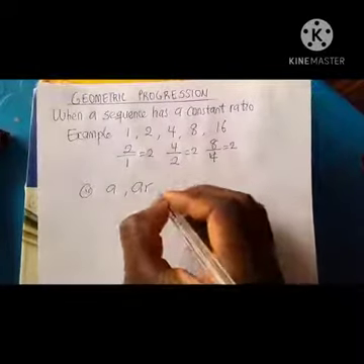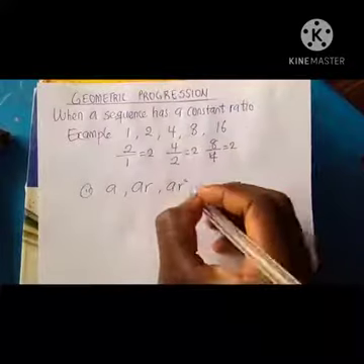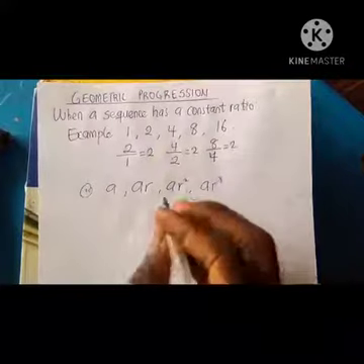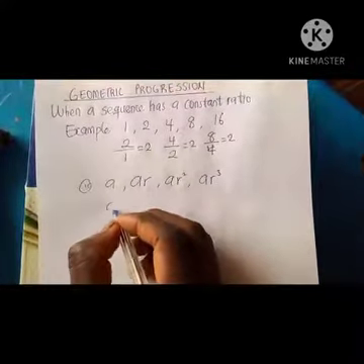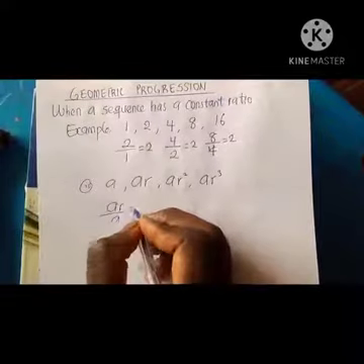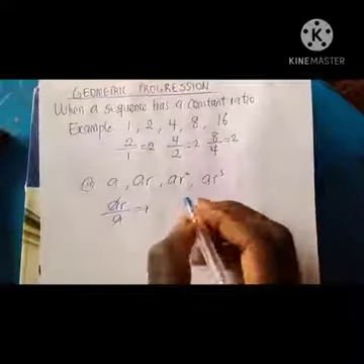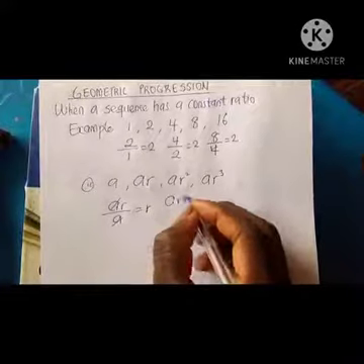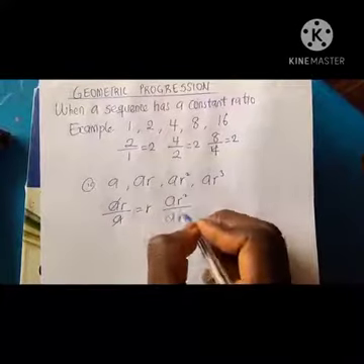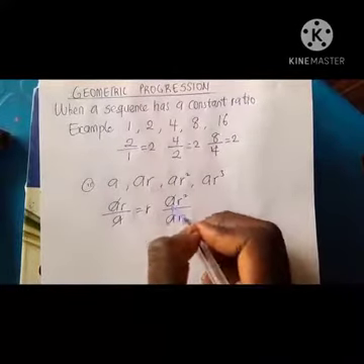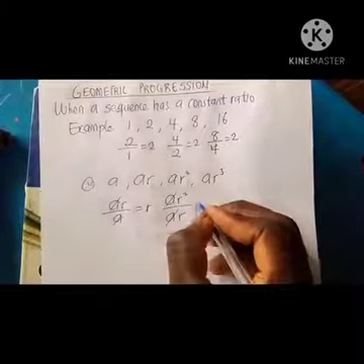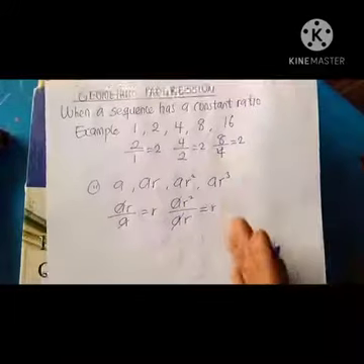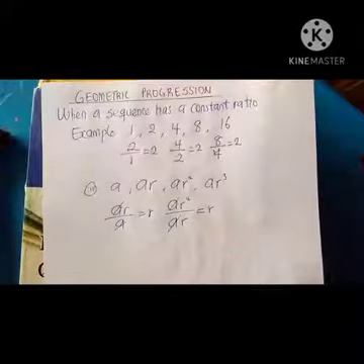Another example like that is when we have a, ar, ar squared, then ar cubed. So when we do this now, ar divided by a, so a will cancel a, we will have r. Also, we can have ar squared divided by ar. So this one will cancel this, and we remain with r. So this is a constant ratio and also a GP.